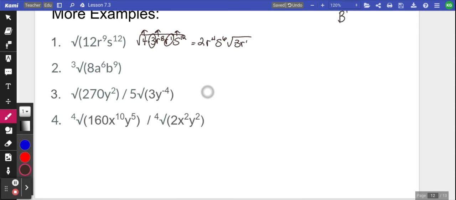The next one is the cube root of 8, which is a perfect cube, so 2. A to the 6 over 3 would be A to the second, and B to the 9 over 3 is B to the third.